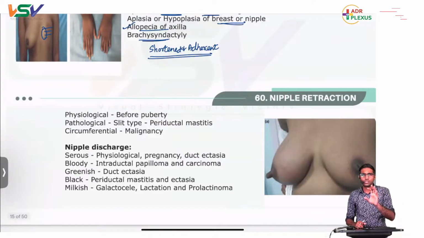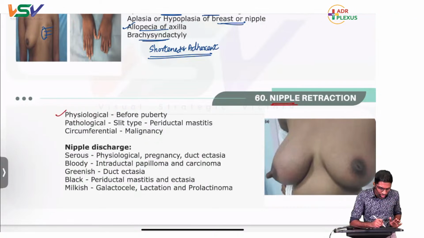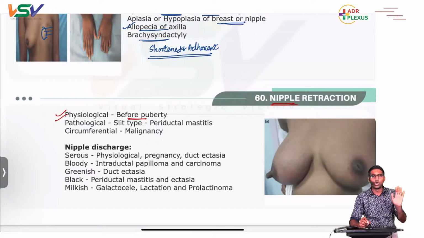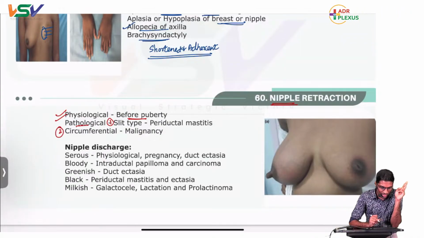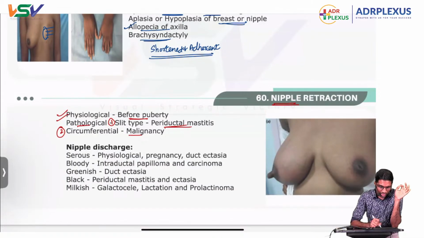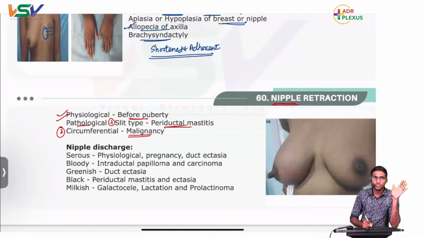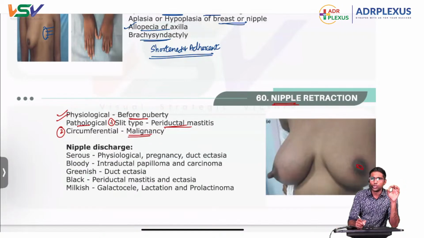Then the last topic before we have a short 5 minutes break is nipple retraction. Nipple retraction is also an image based question. Just remember these points. Physiologically, it can be present up to puberty, that is totally normal. Pathological retraction has two types: one is slit type, the other is circumferential. Slit type is seen in periductal mastitis. And circumferential, always think only about malignancy. Here, this is an example of a slit-like nipple retraction occurring due to periductal mastitis.